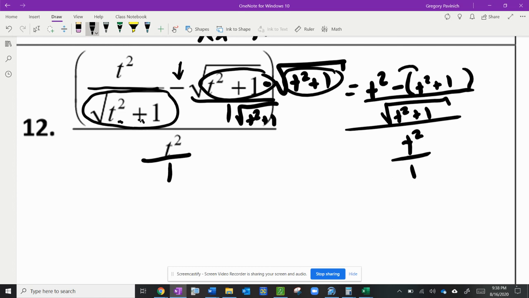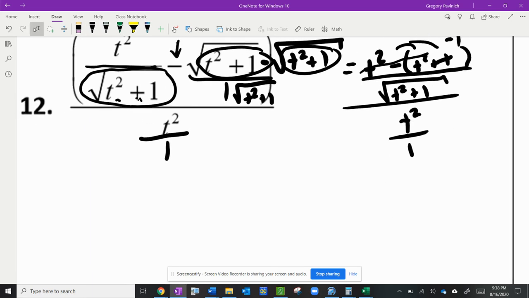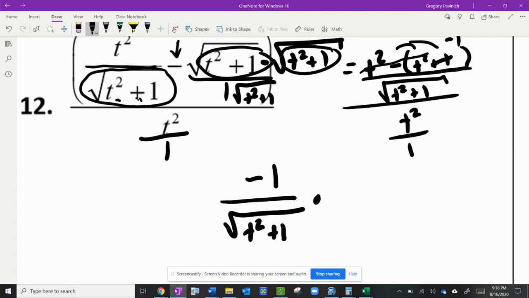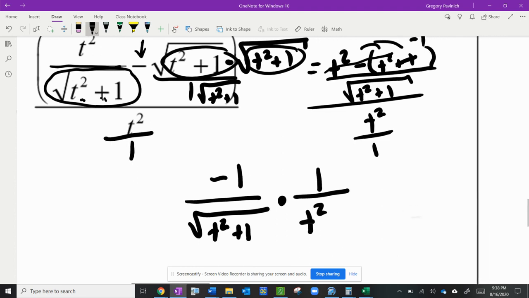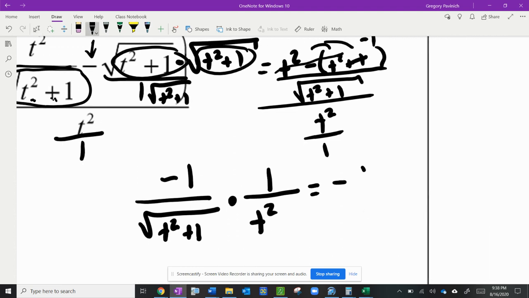Okay, so I'm going to distribute this negative through, and what do I get? My t squareds are going to cancel right out. I'm just going to do that right up here, hope you don't mind. And that's going to be just a negative 1, right? So all I'm left with is this negative 1 divided by that common denominator of the radical. So I wanted to save some room. So I'm going to leave negative 1 over the square root of t squared plus 1. Change it to multiplication, and I'm going to flip the bottom. And I get negative 1 over t squared times the square root of t squared plus 1.